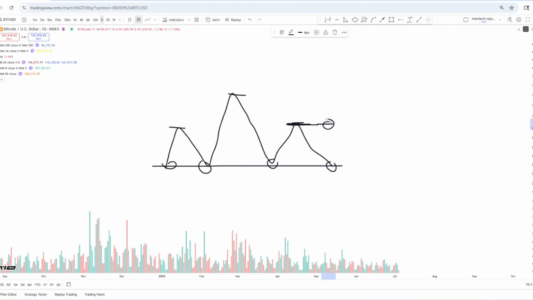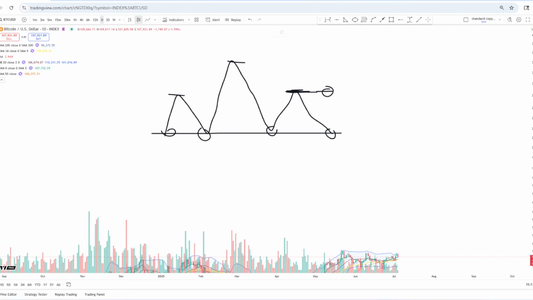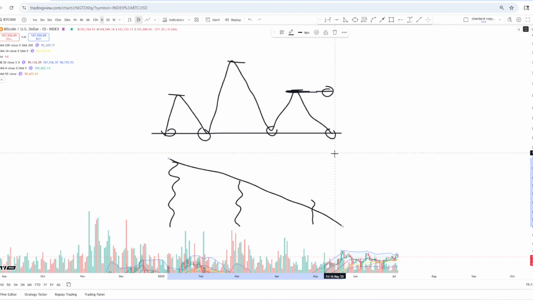Now, in the ideal construction of the head and shoulders, you have the most volume on that first thrust, a little bit less volume on the head, and then even less volume on the right shoulder. Then this volume trend will break, ideally with volume on the breakdown. Again, you want to make sure you wait until the pattern either completes or invalidates.